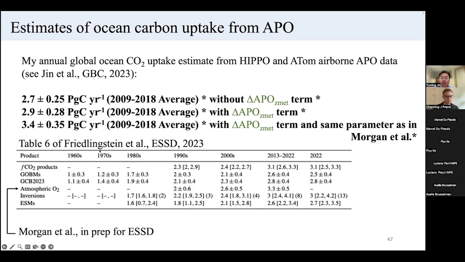This table also shows annual uptake estimates from other methods. My estimate is consistent with the fCO2 method, slightly larger than the global ocean biogeochemistry models, and consistent with the inversion and Earth system models. So oxygen measurement is also a useful tool for constraining the annual ocean CO2 uptake, both on the decadal average and also on the long-term trend.